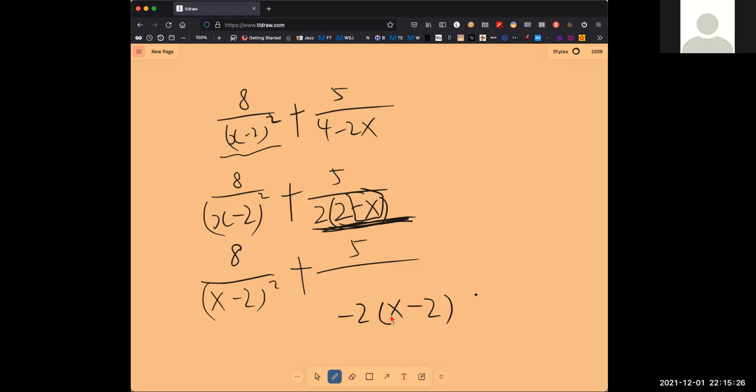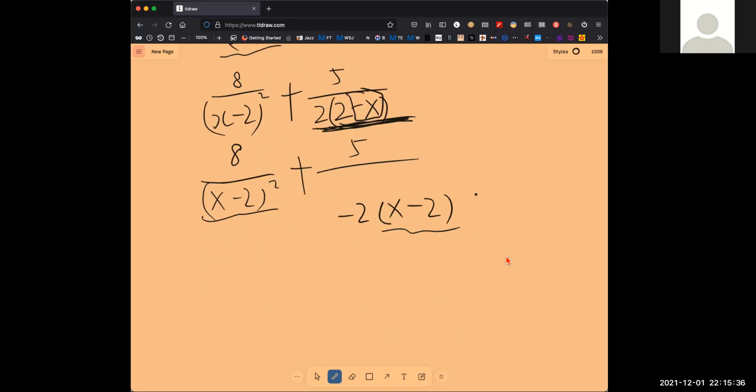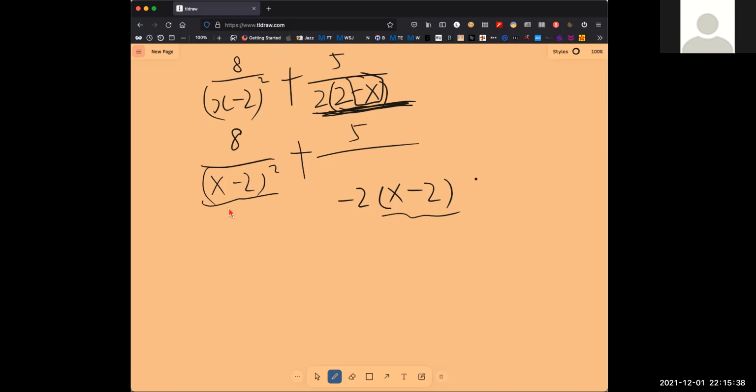Good. Can you see that they are similar already now? Yeah. Good. So now you can actually combine them. So this one compared to this one. Okay. So this one you compare to the second fraction, I think you are short of a minus 2. Am I right? Yeah. Then this one compared to this, I think you are short of a x minus 2.